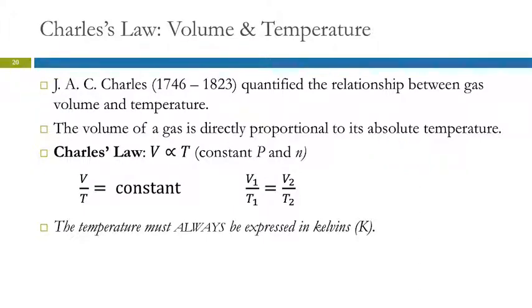So this is really important, and it's probably one of the most common mistakes students make. When you're doing gas law problems, the temperature has to be in kelvins. It will frequently not be given to you in kelvins. It'll be given in Celsius usually. You have to convert it to Kelvin. So here is the expression of Charles' law. V1 over T1 equals V2 over T2.